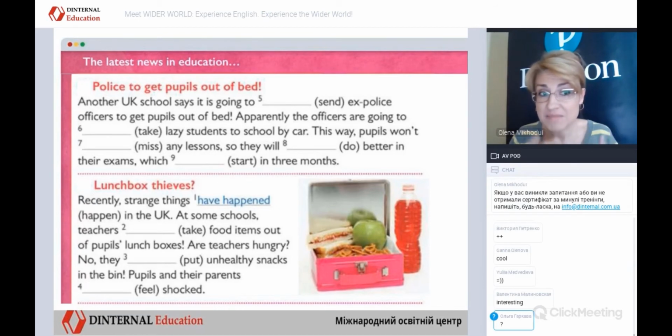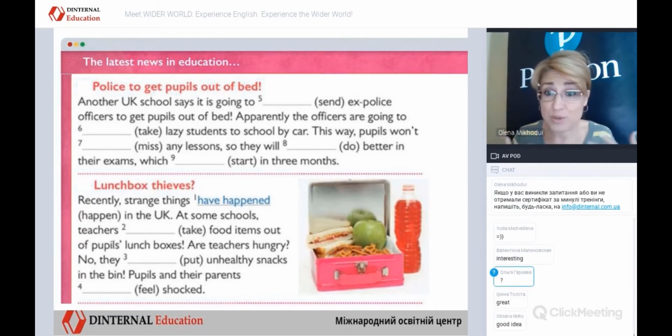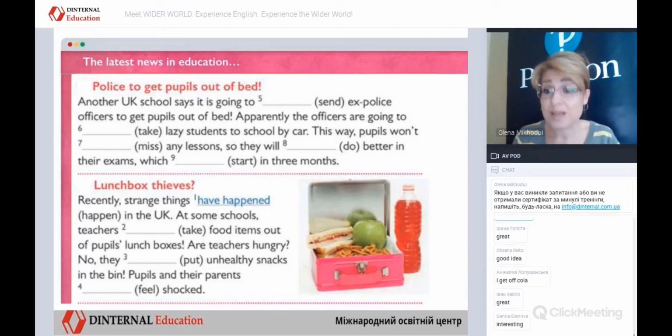So I can see lots of different options of how to extend that class voting. They could even start a similar project at their school, for example, against unhealthy snacks and so on.